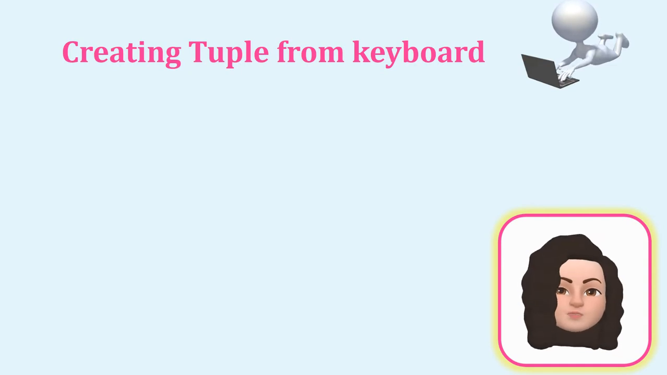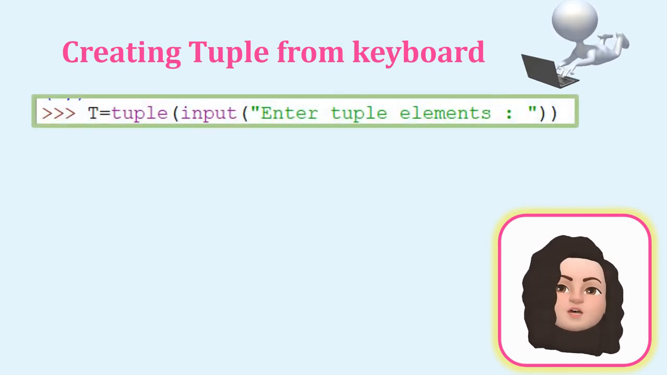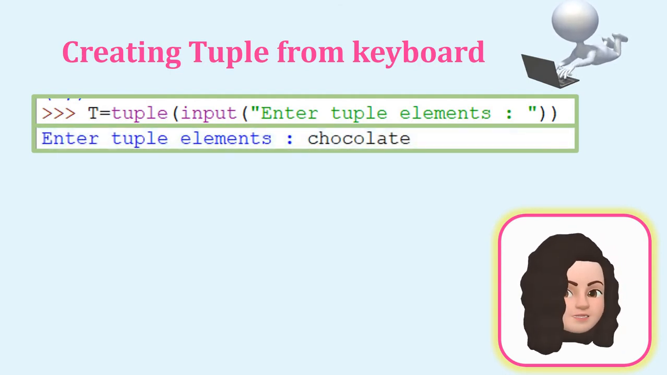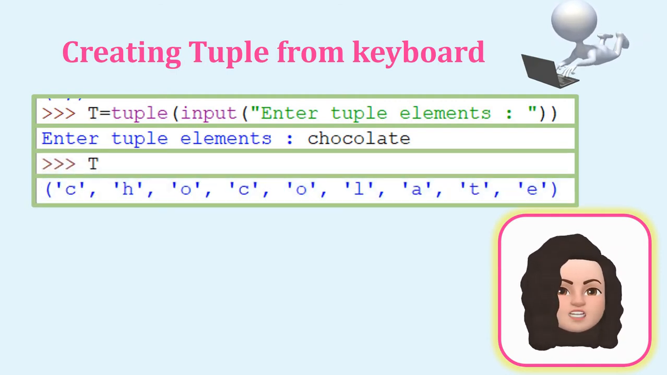There are two ways to create a tuple from user input. There are two functions. One is using tuple and the other one is the eval function. Look at this example. t is equal to tuple function, tuple of, then an input statement, input enter tuple elements. So I'm just giving chocolate. Okay, I just gave chocolate. Now let's display what t is. Yes, it is CHOCOLATE within parentheses. That means each character is considered as a single element of the tuple. So I didn't give the input directly as a tuple, I just gave it as a string. Now it has changed into a tuple.